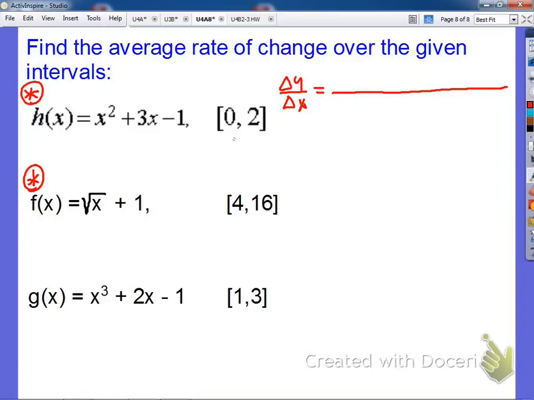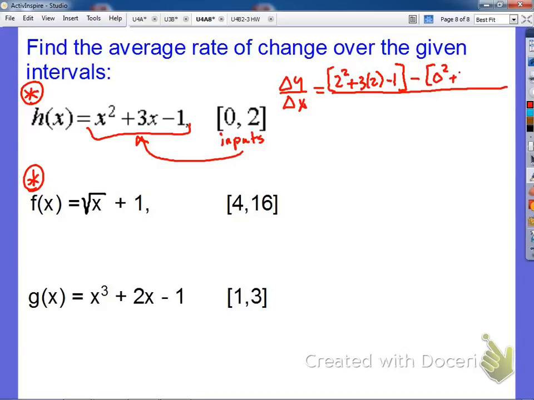So you have these inputs. You're going to plug them into this function right here and do the y2 minus y1 over x2 minus x1 deal. So here it is. This is going to be 2 squared plus 3 times 2 minus 1. All of that minus 0 squared plus 3 times 0 minus 1.